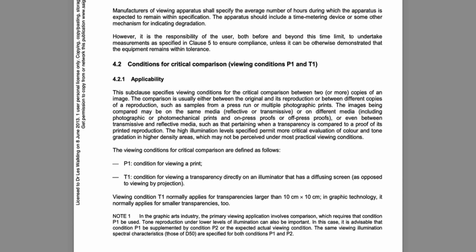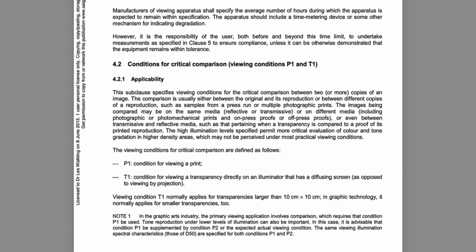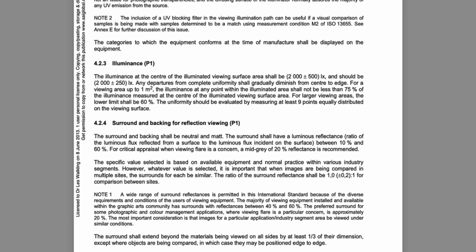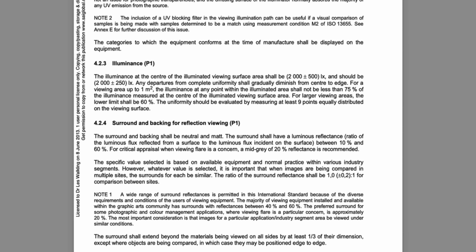And here, section 4.2, conditions for critical comparison. P1 for reflection works, and critical comparison is the takeaway hint. But what is the standard? The illuminance alone, 2000 lux, plus or minus 250 lux. This is rather bright illumination within the range of illuminance levels that we typically will view works under, but it's in the higher register.